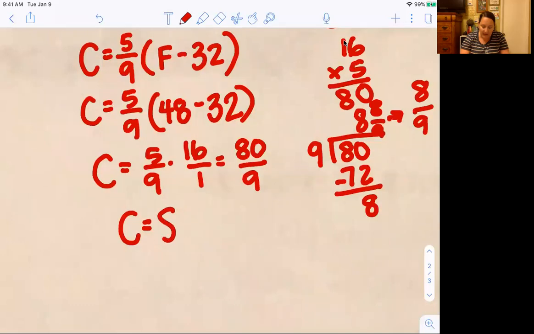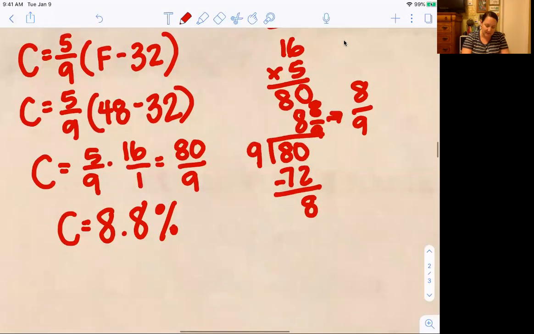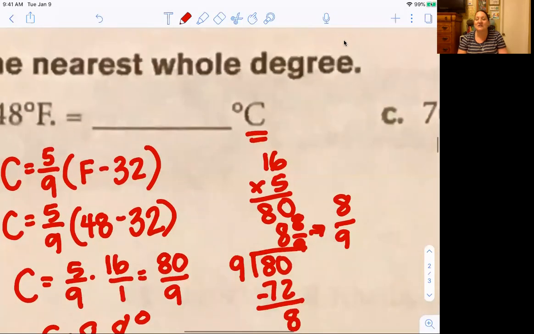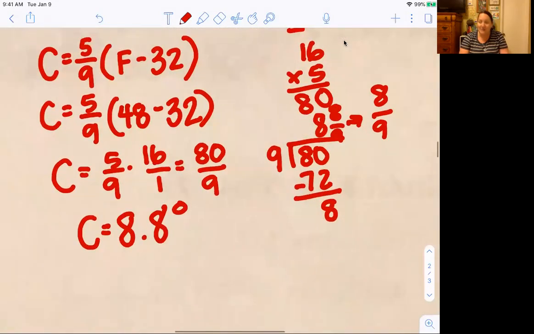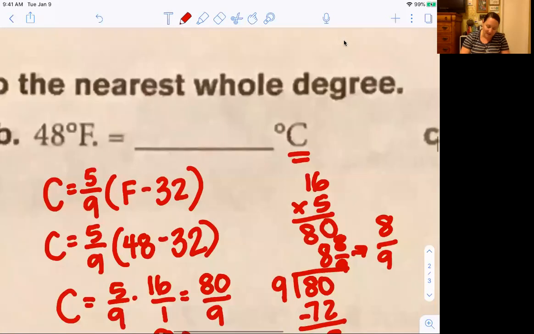C equals 8.8 degrees. And our directions say, that says percent, doesn't it? 8.8 degrees. Now the directions say to round to the nearest whole degree. So this 8 is in the whole degree or the ones place, and this 8 is the boss. So how many degrees Celsius do we have here? 9 degrees Celsius. Awesome job, guys.